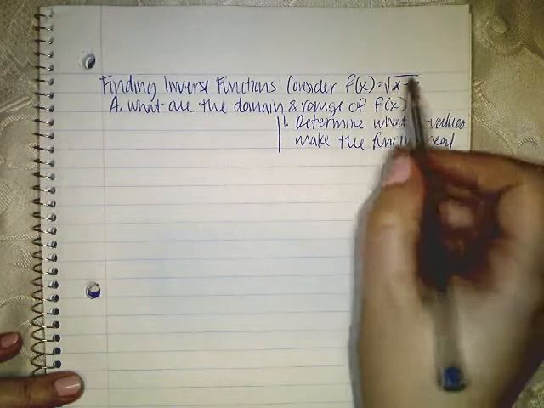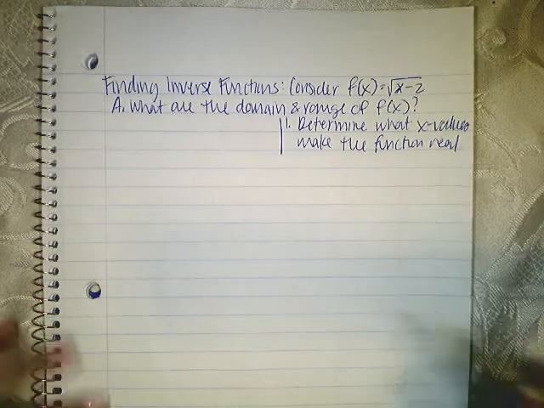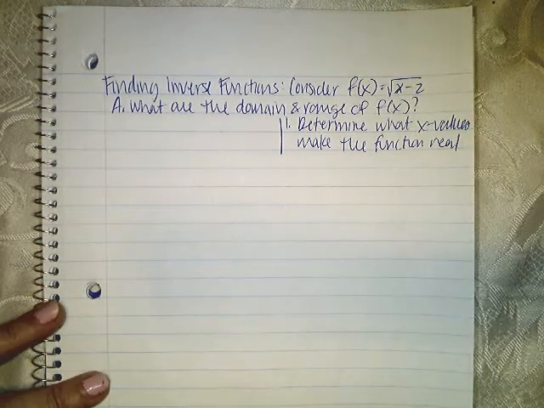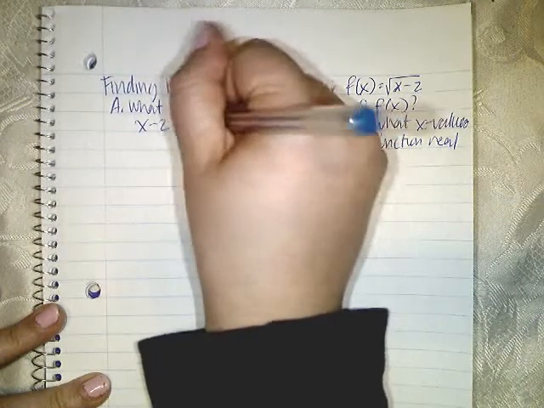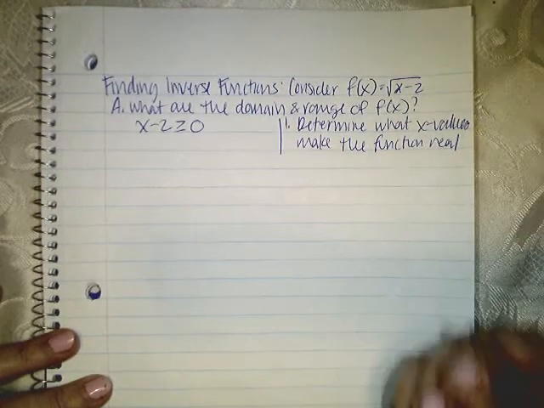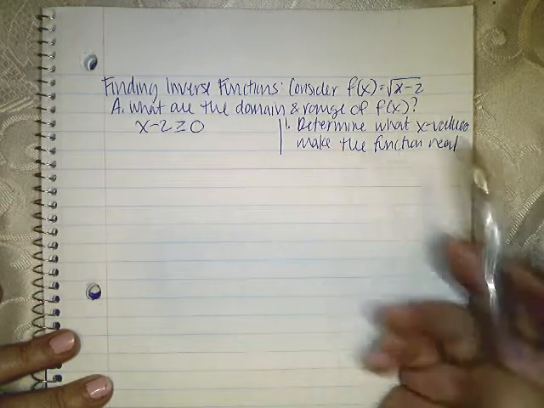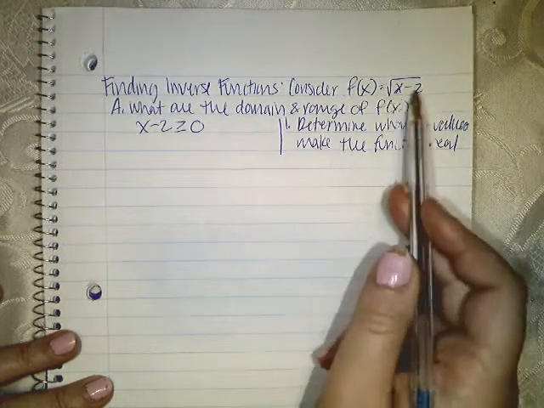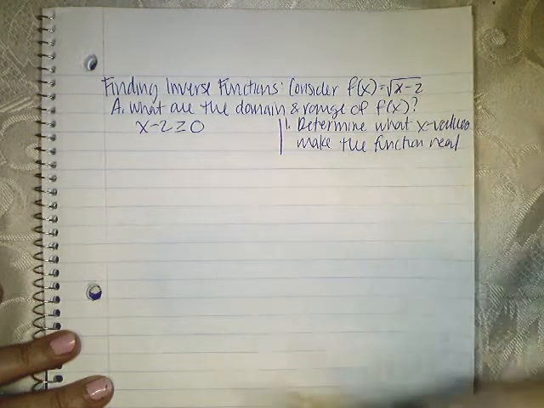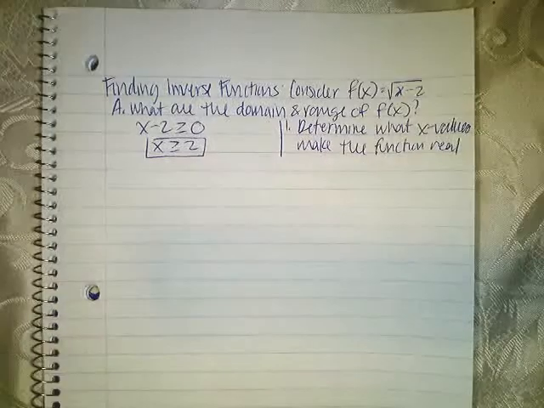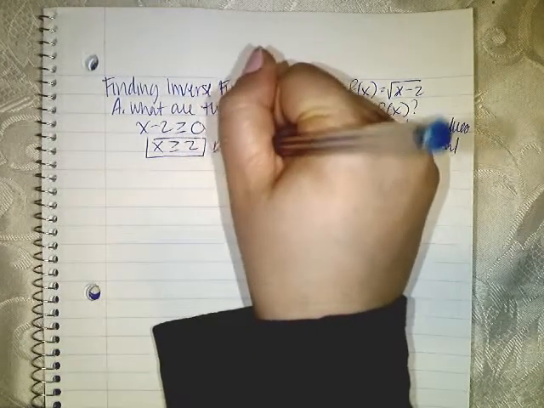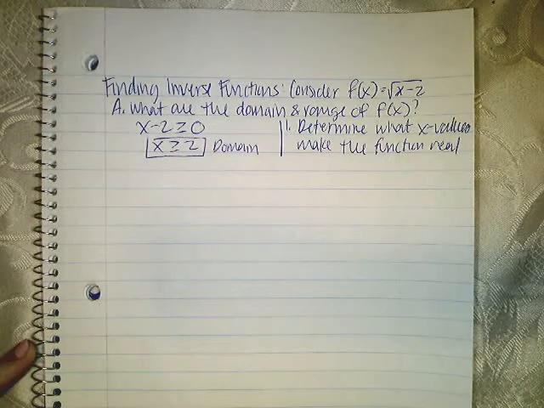Since I see that my function is a square root function, I know what is under the radical, since it's an even root, x minus 2 needs to be greater than or equal to 0. I can't take the square root of a negative number and get a real answer, so I need to find what values of x will make what's under the radical greater than or equal to 0. If I solve for x, I get x needs to be greater than or equal to 2. So my initial domain is x is greater than or equal to 2.